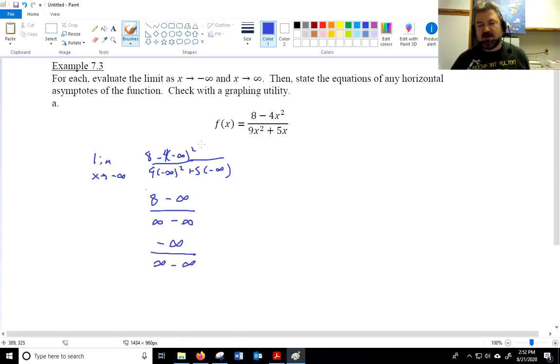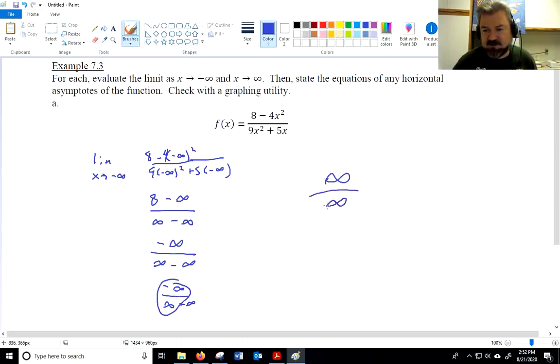Not going to work. And I think if we plug in positive infinity, we end up with something like negative infinity over infinity plus infinity. This is never going to be okay. So that's another indeterminate form. Infinity over infinity, we have no idea what that is.